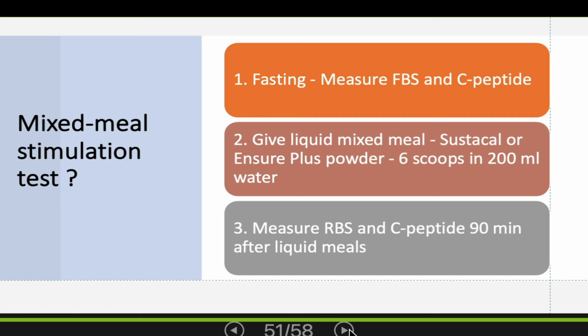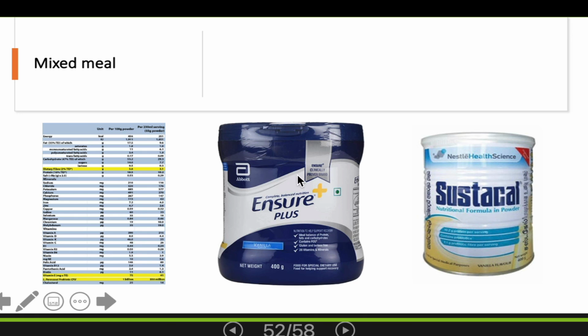Now, for a long time, these tests were not performed because you do not have Sustacal easily available. What exactly is Sustacal? Sustacal is basically a protein powder. It's nothing great, right? It's from Nestle. You have Sustacal Junior available in India, but you don't have the original Sustacal easily available.